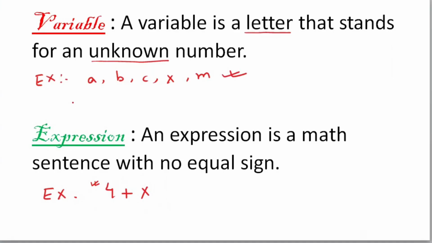What is a variable? A variable is the letter that stands for any unknown number. An expression is a math sentence with no equal sign. If we take another example of expression, it will be like say 7y. This is also an expression. 9 plus a. These are all expressions. Okay, understand the variable and expression, what are variables and what are expressions.